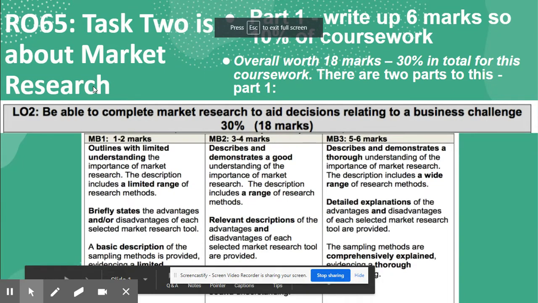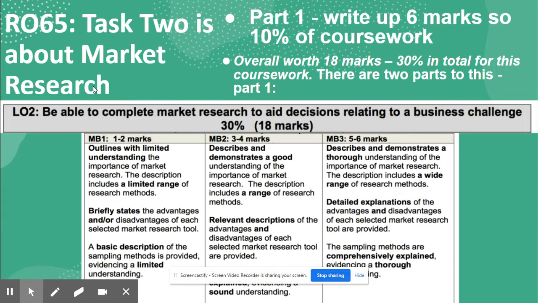Hi, good morning. Okay, so task two, as you know, is divided in two parts, and I don't know if you remember how it was, but it's really important that you remember that it's worth 18 marks, and therefore this is 30% of your overall R065 coursework.